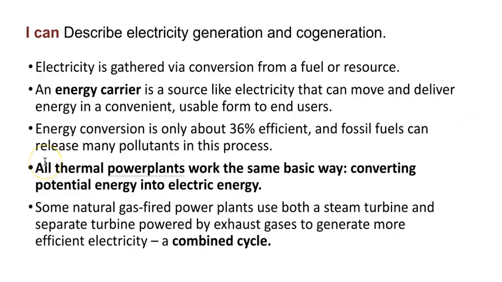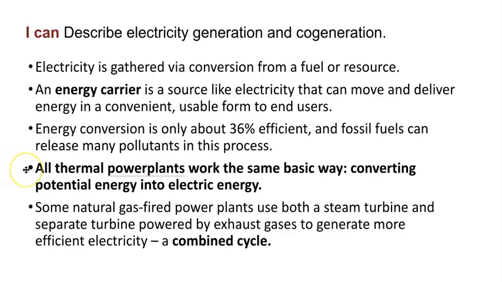And electricity is gathered via conversion from a fuel or resource. An energy carrier is a source like electricity that can move and deliver energy in a convenient, usable form to end users. Energy conversion is about 36% efficient, and fossil fuels can release many pollutants in the process. So really, you have your study guide to let you know what sorts of specifics you need on this slide, but just know energy conversion is not particularly efficient, and we lose energy getting it to being used by us.